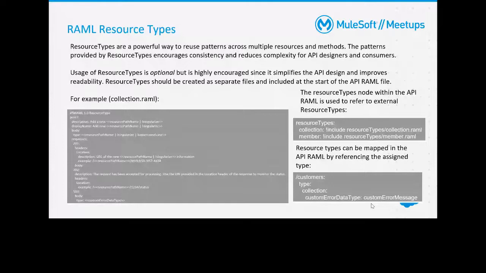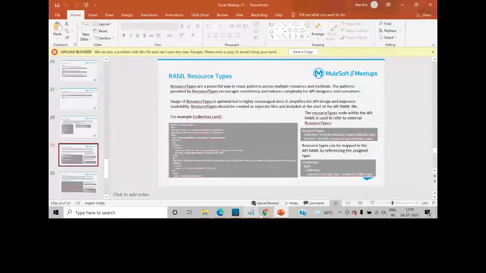Apart from that, the code becomes more human readable, so it improves the readability of your code, basically. But resource type is an optional component; however, it is recommended to use resource type, as I mentioned, because it reduces a lot of code and a lot of effort. You have to write the resource type once, and you can use that resource type across multiple resources in your main RAML, basically. So let me show how we can make use of the resource type.